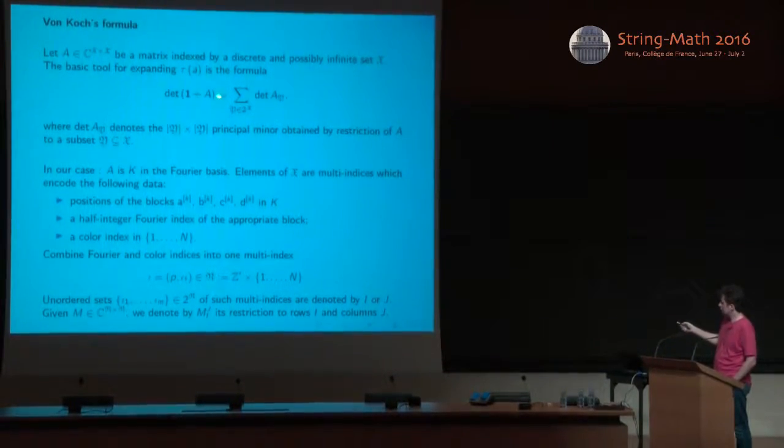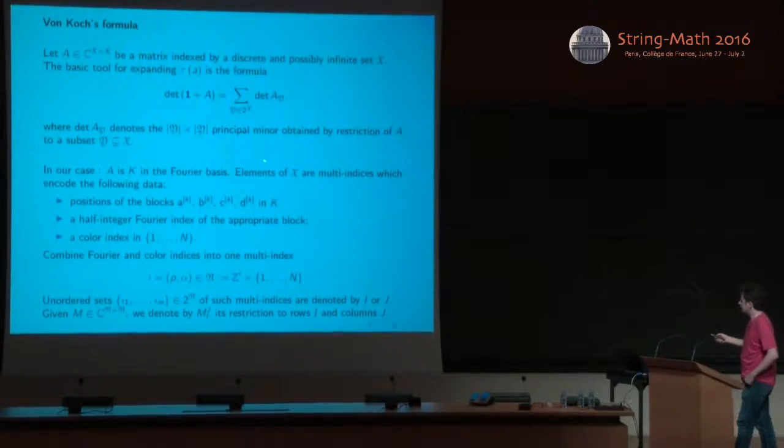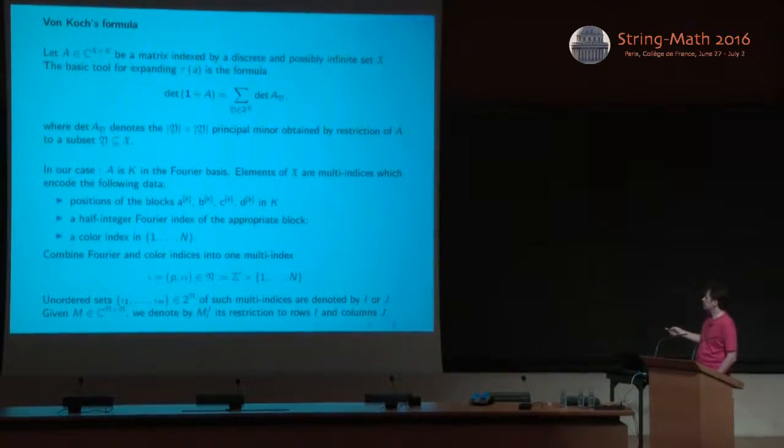This is the so-called von Koch formula. When you have some set X, which can be infinite in principle, the determinant of identity plus A is given by a sum over all subsets of X of principal minors obtained by restricting the initial matrix A to the corresponding subset. So in our case, this matrix A will be K, the operator appearing in the Fredholm representation. And the elements of X are multi-indices which encode a lot of data.